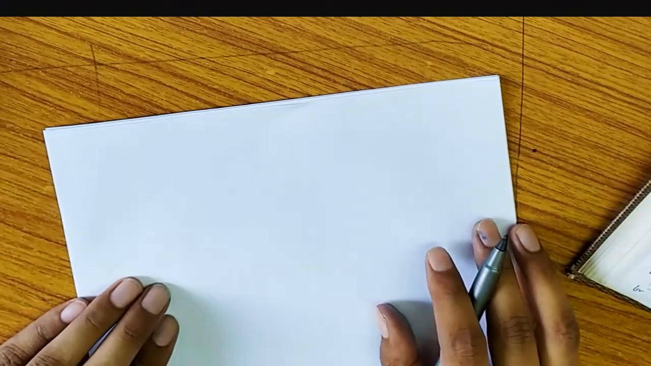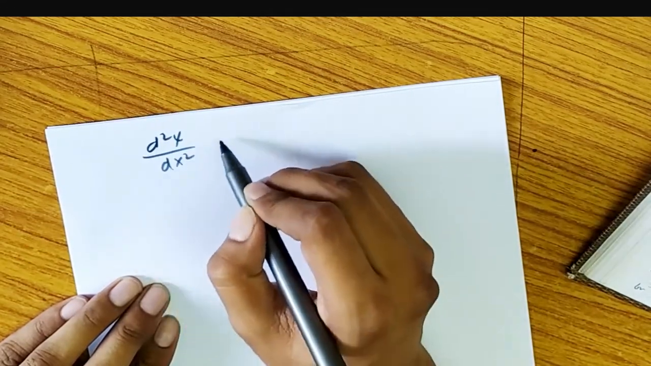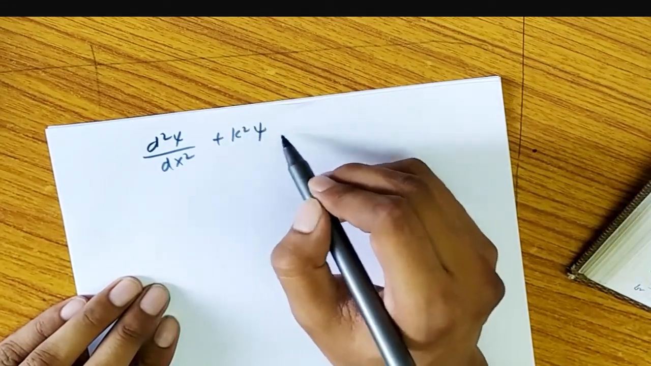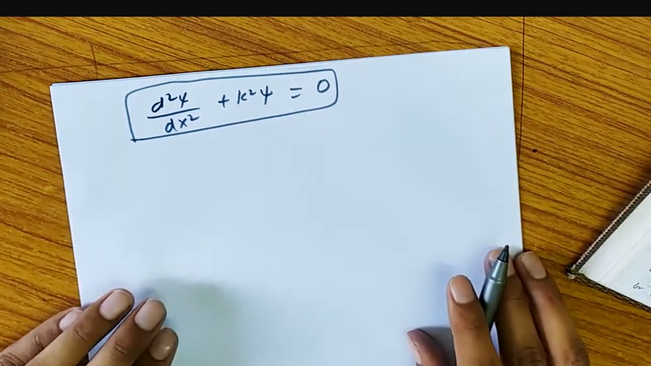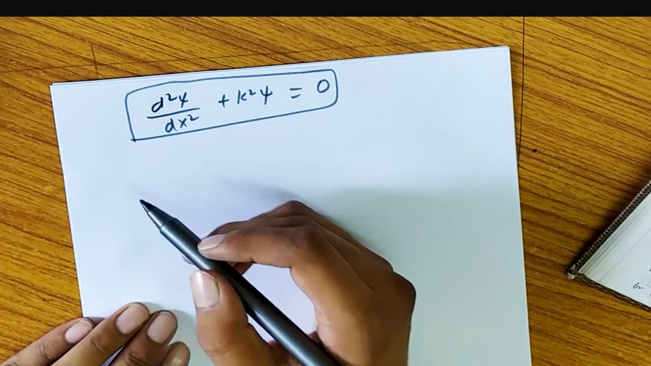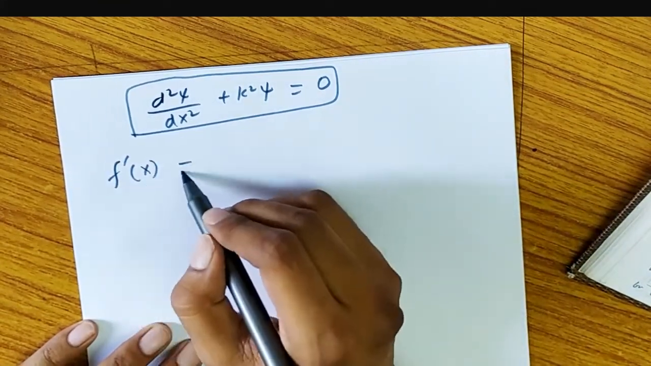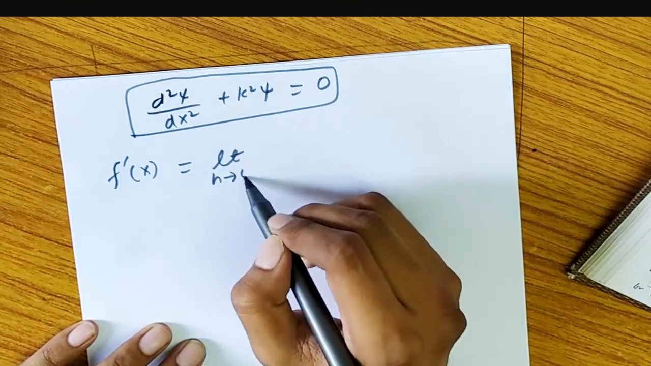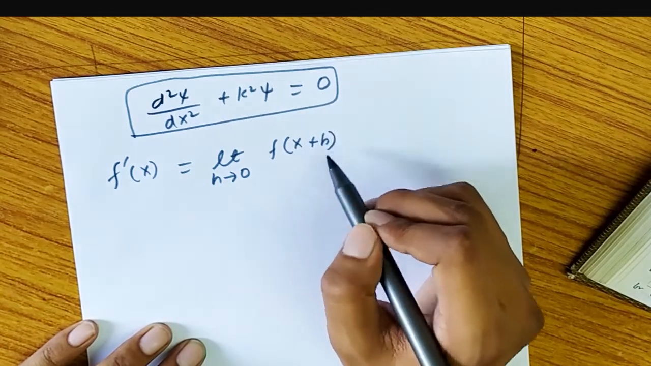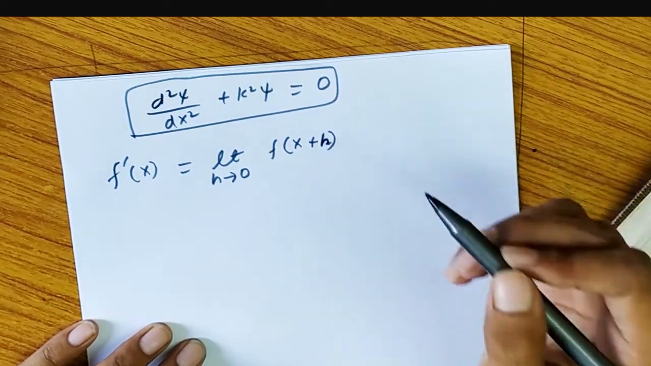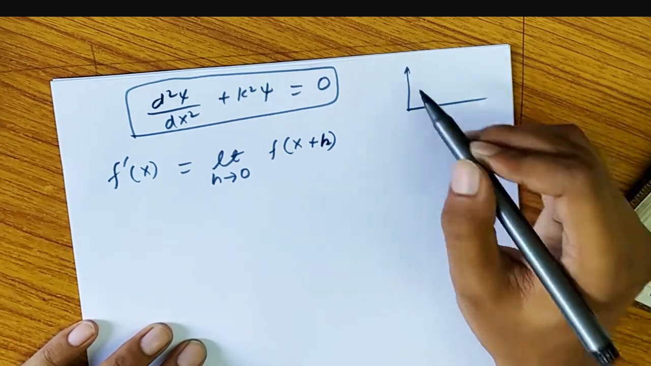The derivative of any function, because we have d²ψ/dx² + k²ψ = 0. To understand the matrix formulation, we first define what the derivative of any function is, suppose f'(x). For the limit h tends to 0, h is some kind of a step where the function just takes some value like x + h.